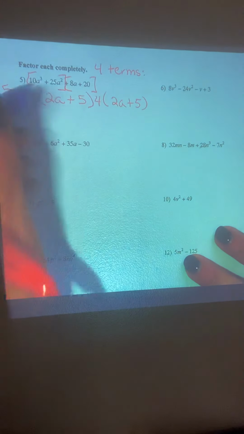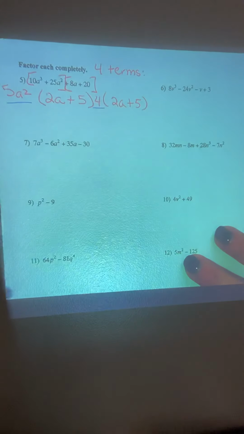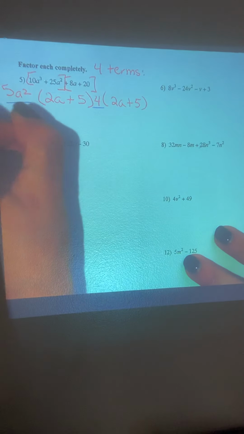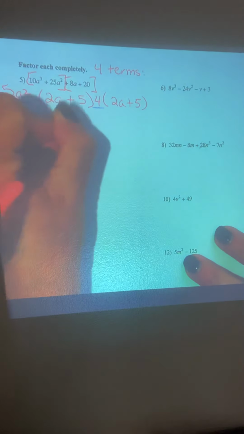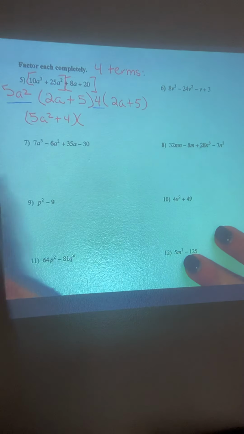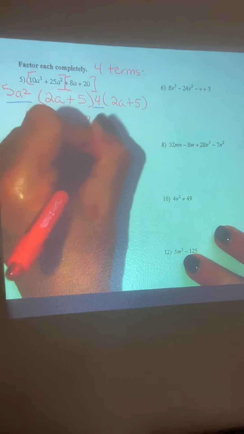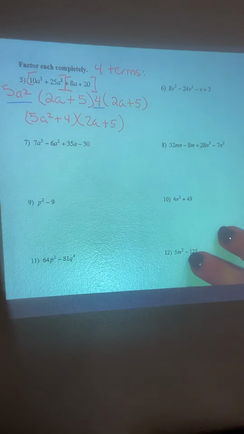Okay, next, take what is outside. What is outside is 5a squared plus 4, and bring it down as your first binomial. Take what is inside, make sure it's the same. If it's not the same, you messed up on your math. And bring down as your next binomial, and that is your answer.